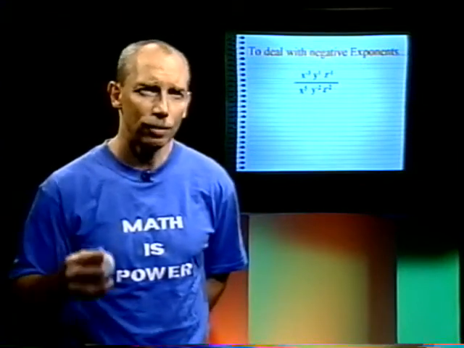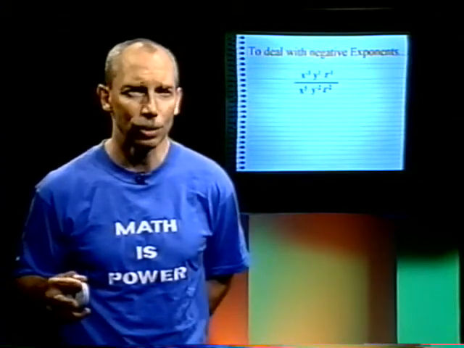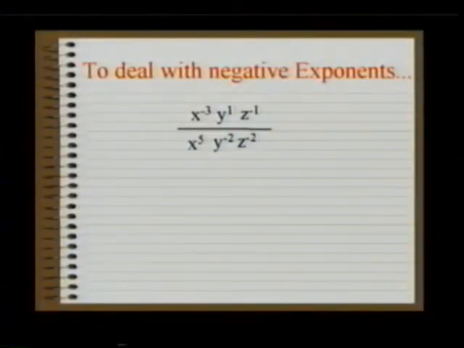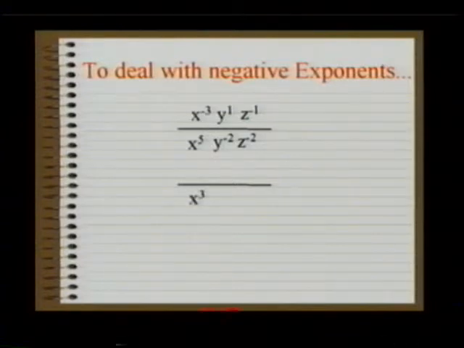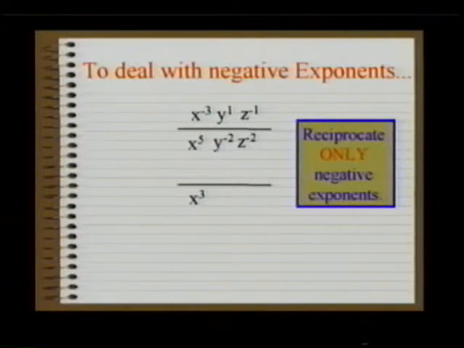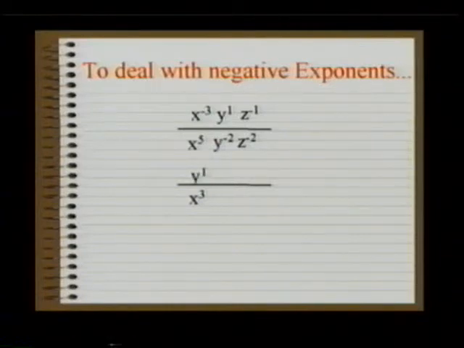Okay, now what about when we're dealing with variables here? No one likes negative exponents, so we're going to change them into positive exponents. Remember the trick there? Only the guys that are negative I'm going to reciprocate. So x to the minus 3 while he's upstairs is going to go downstairs. Y to the 1, oh, don't reciprocate him. He's not negative. So just leave him right where he is. Z to the minus 1, let's reciprocate him, put him downstairs.